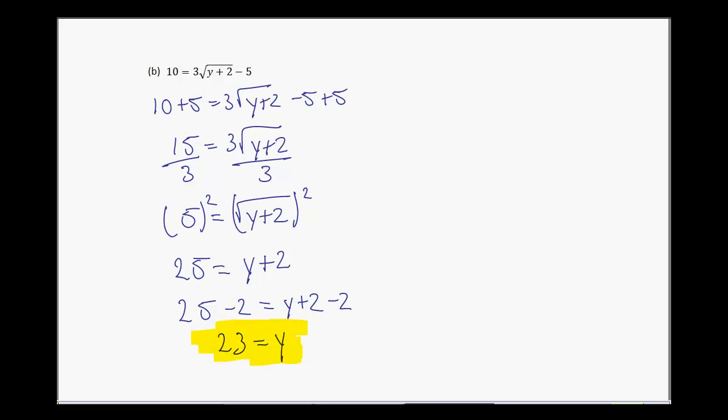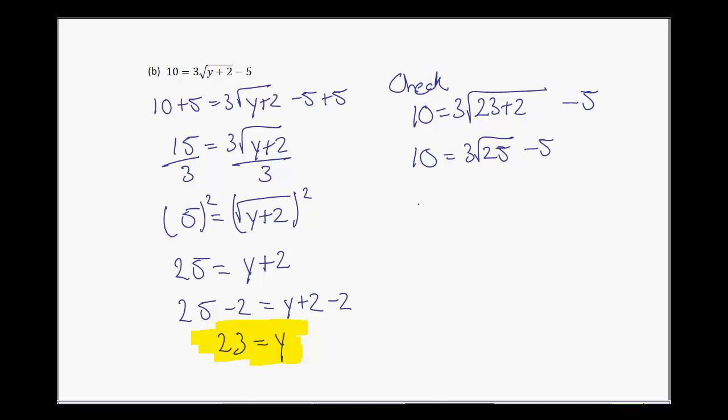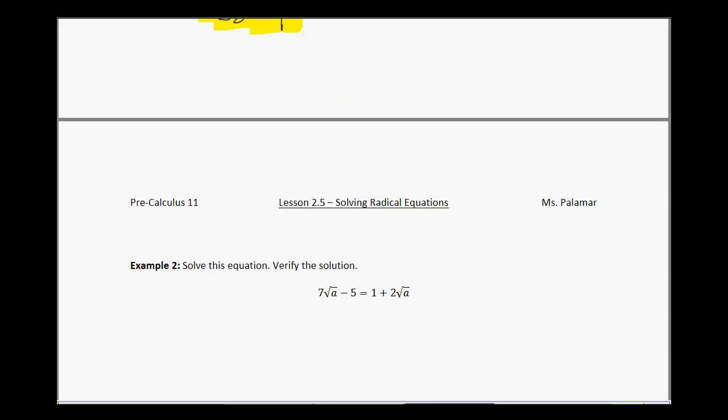That's our solution for y, but it's important to always check that we did our work right, so we're plugging back in for y, and we get 10 equals 3 root 23 plus 2 minus 5. 10 equals 3 root 25 minus 5. 10 equals 3 times 5 minus 5. 10 equals 15 minus 5. And 10 equals 10. So we did the work correctly. Let's move along.